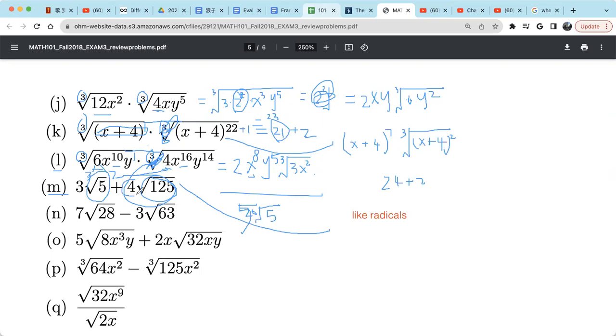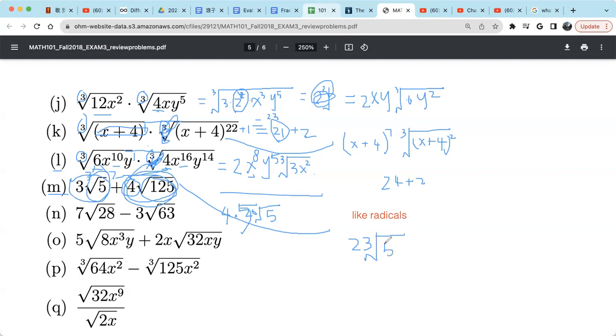Then there's a number before it. This is multiplication. So 4 times 5 is 20. So 20 radical 5. So this number is 20 radical 5 and 3 radical 5. So totally I have 20 plus 3 of radical 5. So the answer for M is 23 radical 5.